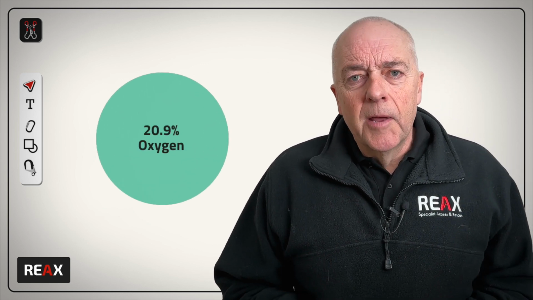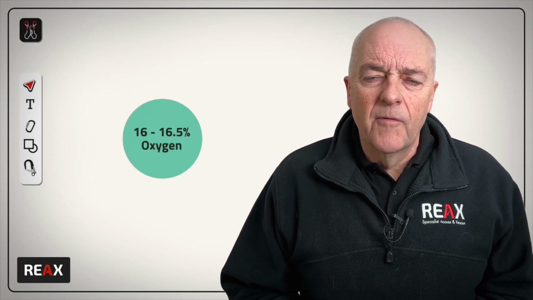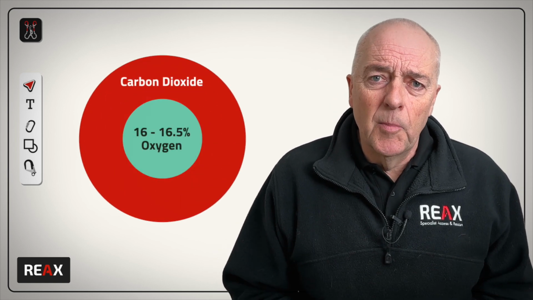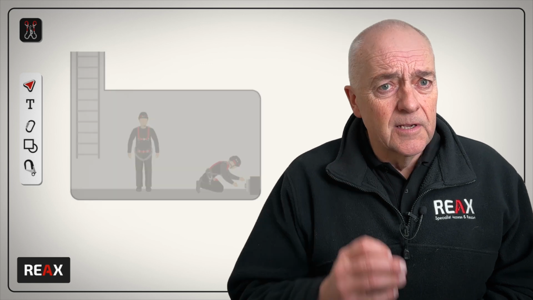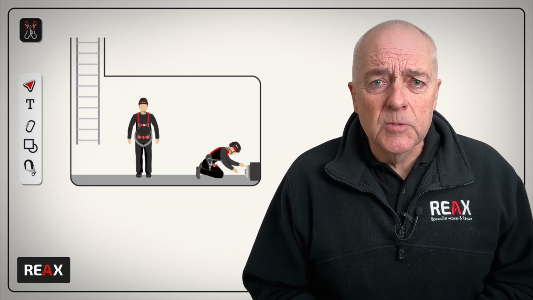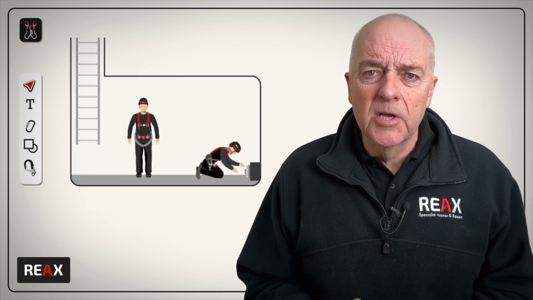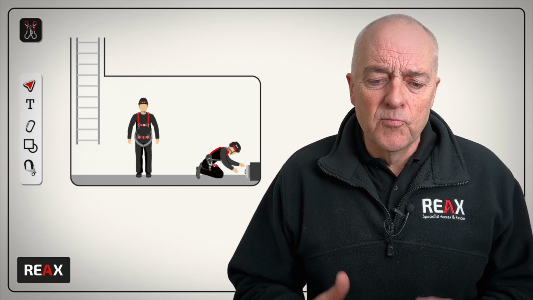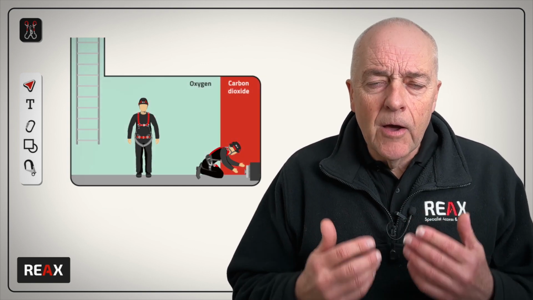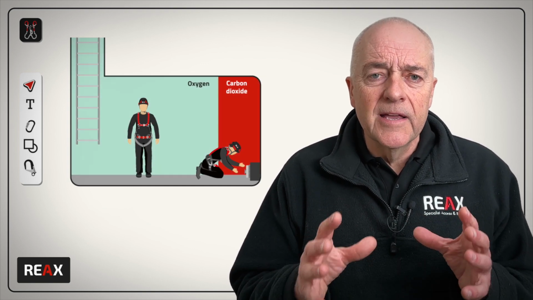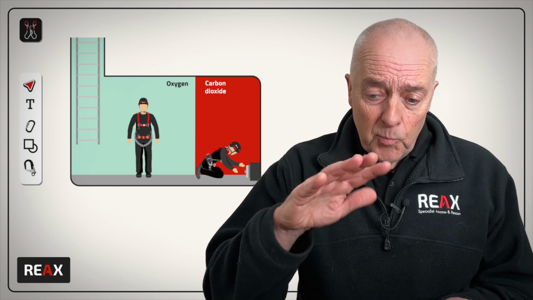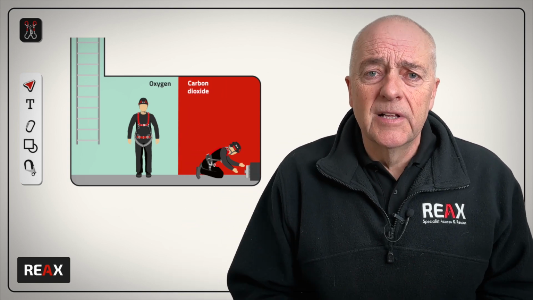When we breathe in, 20.9% oxygen. When we breathe out, 16.5%, and the rest of it is carbon dioxide. So take an example of two of us working away in a space, in a very tight corner, working quite heavily, moving heavy equipment, breathing quite heavily. We're breathing out carbon dioxide constantly. And if that is not ventilated, it will push the oxygen away and the oxygen levels will drop.